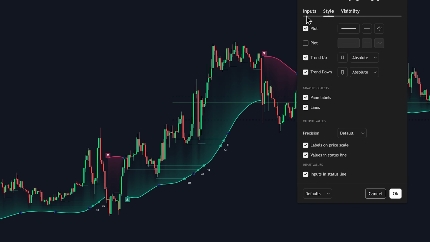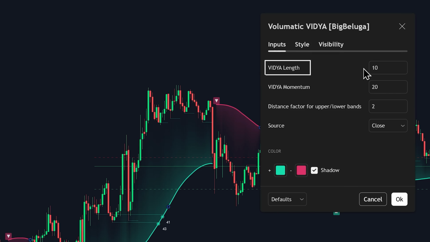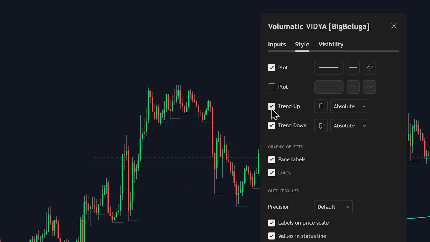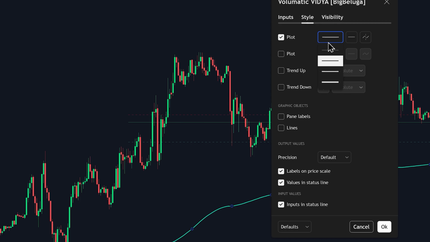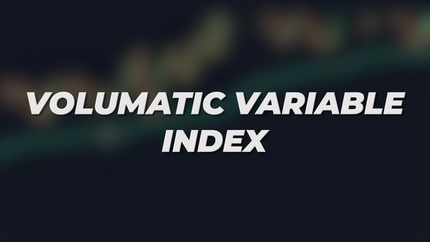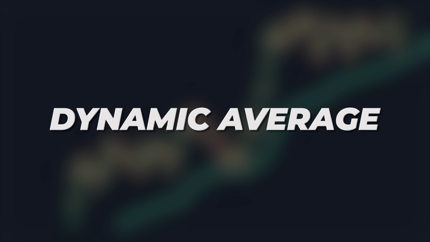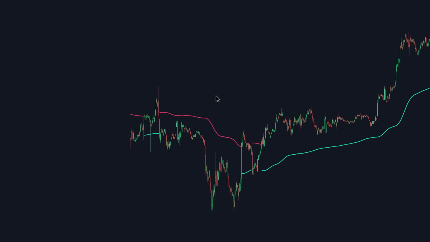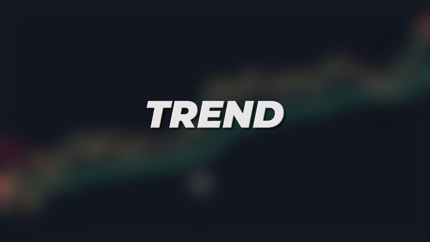On the inputs tab, you want to change the VIDYA length to 50, and then under color, disable the shadow. In the style tab, you're going to disable every option except the first plot option, and then make the plotted line thicker. Once you've done that, click OK. This is the Volumatic Variable Index Dynamic Average, usually abbreviated as VIDYA, and it's going to be our trend identification tool.